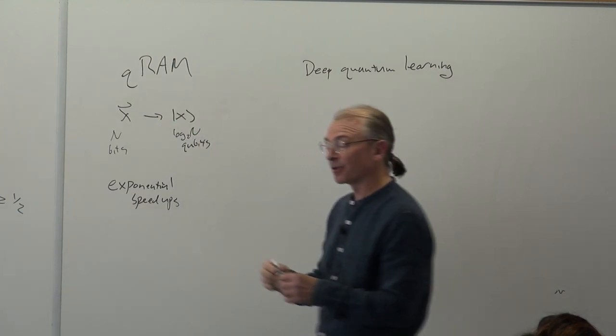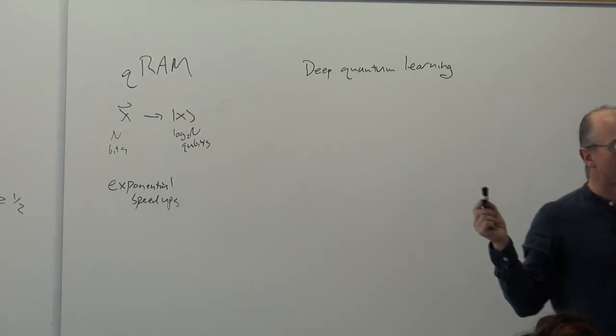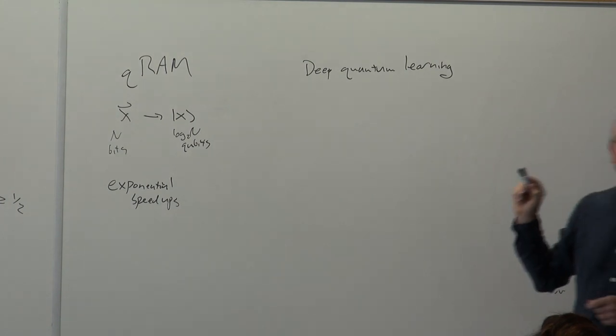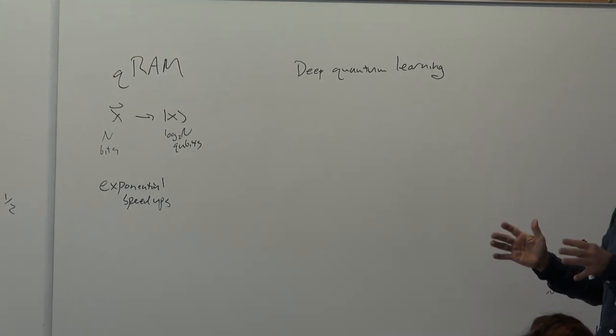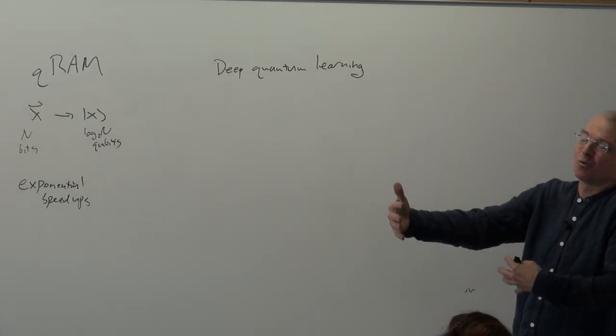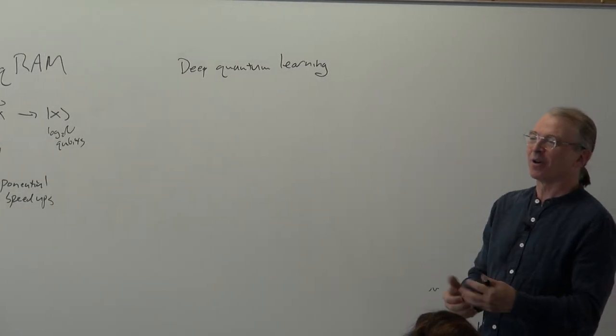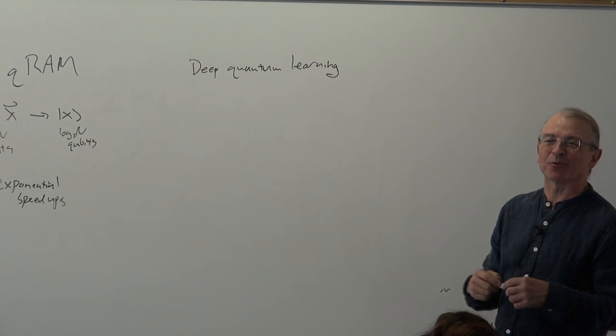How do you extract the answer is an interesting question. So it's very important, as Nathan knows very well because we worked on this, to set up the problem in such a way that you can extract the answer. Because if you're given the answer in terms of a quantum state, and you have to measure the whole quantum state to get the answer to what you want, then you're screwed.